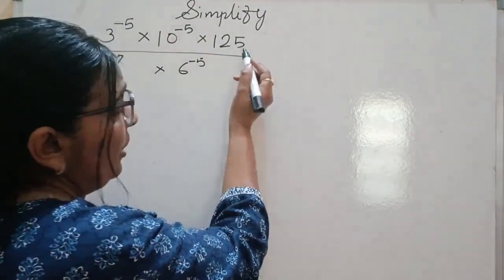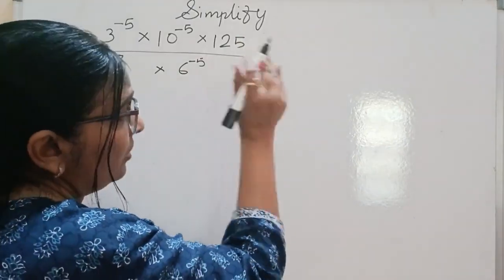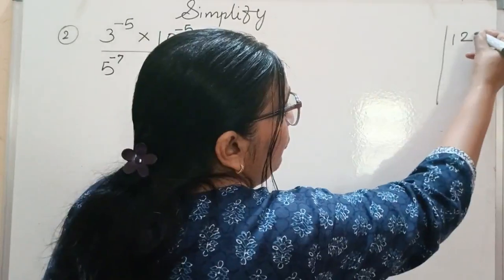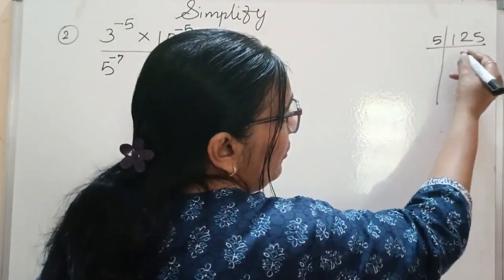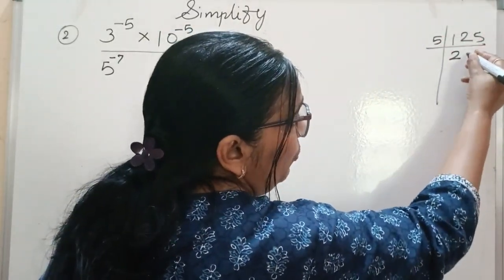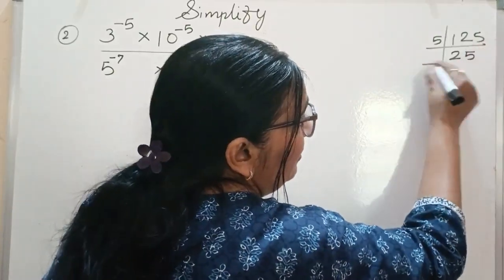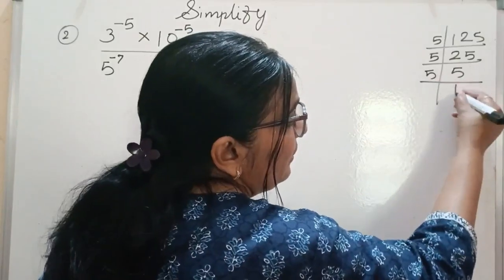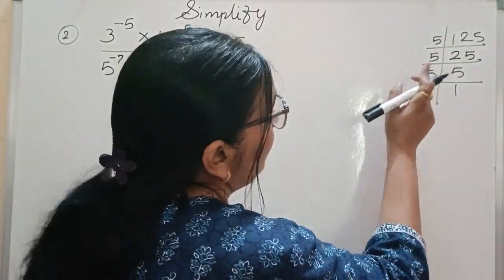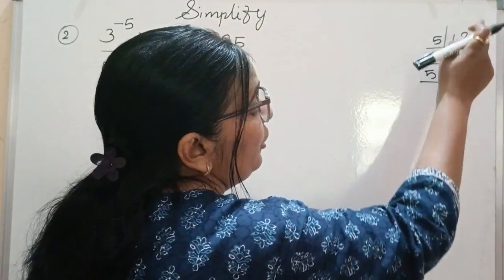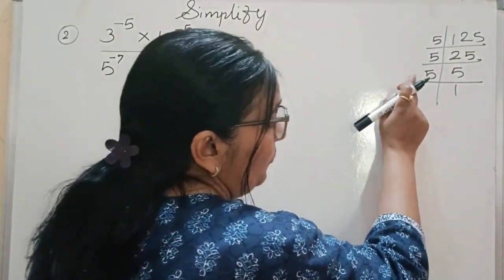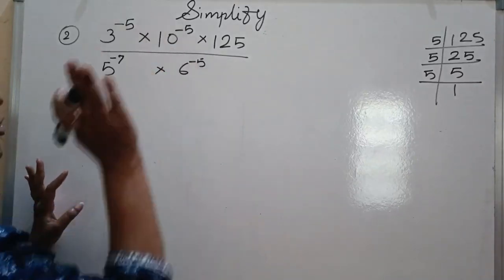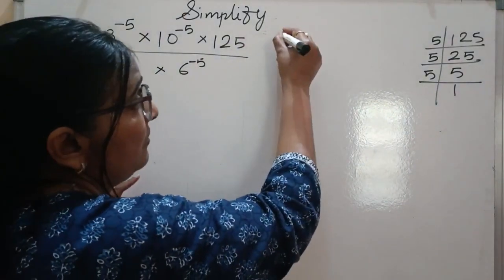Here 125, if you know that it is 5's cube, otherwise you can take out by factorization method. 125, 5 5s are 25, then 25, 5 5s are 25, then again here 5 5s are 25 and 5 1s are 5. How many times 5 is repeating? 3 times. That means 125 is 5's cube.